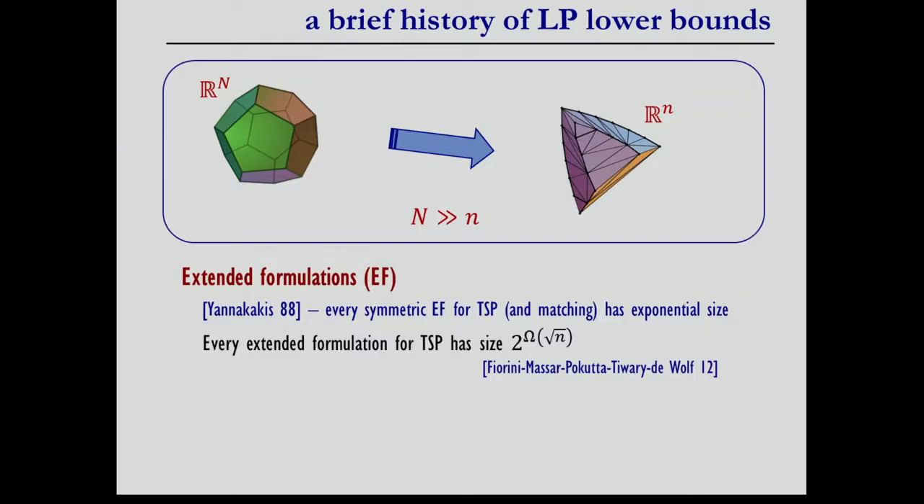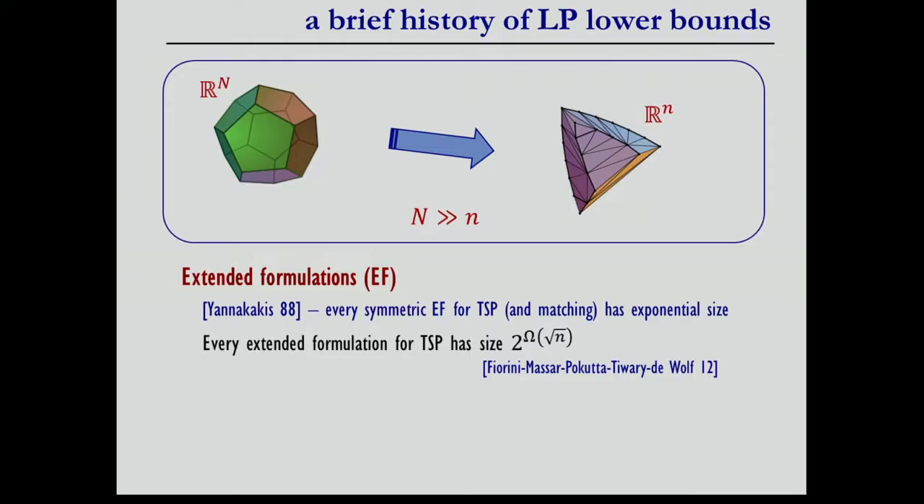So this result shows that any polytope that projects to the TSP polytope has size at least 2 to the root n. And you can think of it equivalently as taking the standard LP for TSP and adding some more variables, a polynomial number of variables, and hoping that when you add these variables, the number of constraints you need to specify the polytope will drop dramatically.